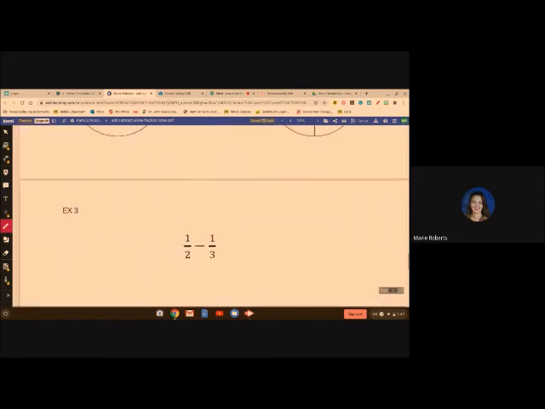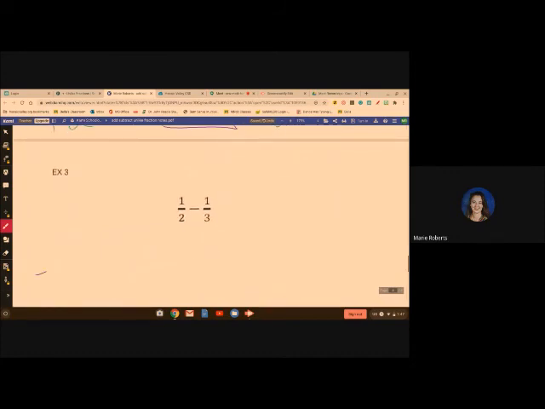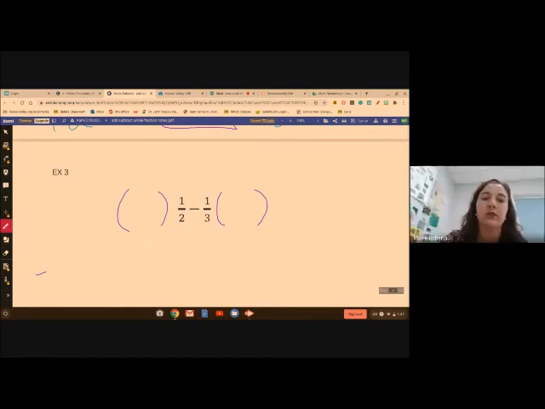1/2 minus 1/3. What is the lowest common denominator for 2 and 3? They're both prime, so it's going to be an easy common denominator. We're just going to multiply by the other number. I'm going to multiply with parentheses. So this one is going to be times 2 over 2. This one's going to be 3 over 3. So 3 times 1 is 3. And 1 times 2 is 2.